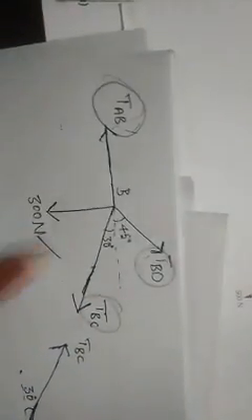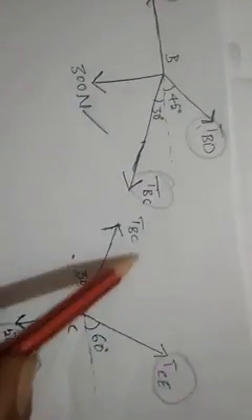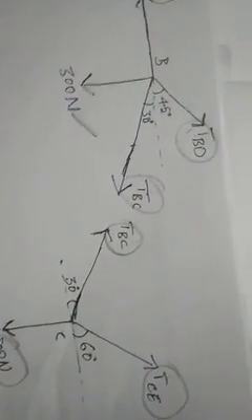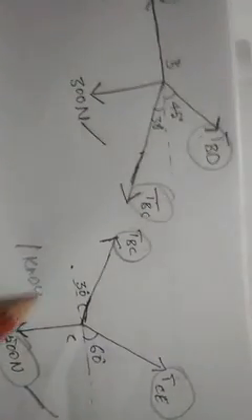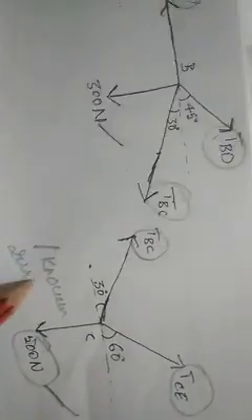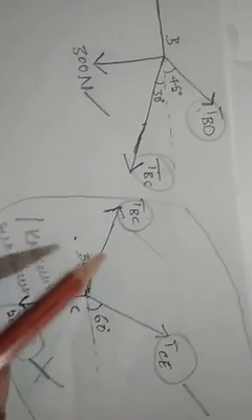There are 1, 2, 3 unknowns, and the only known is this one. But here one is known and the other two are unknown. There should be one known and two unknowns, and only that part you have to select, okay. Here the two unknowns are this one and this one, and here it is a known force, so first you have to select this one. You select this part and try to solve and find out the TBC force and TCE force, okay.